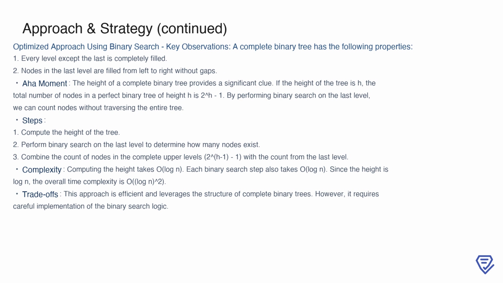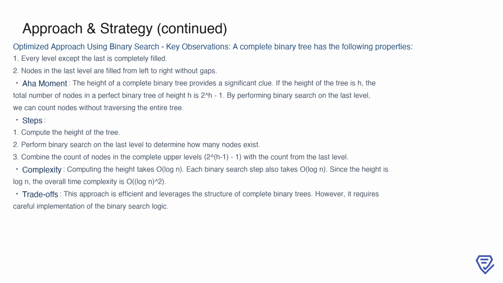Now, let's consider an optimized approach that fully leverages the unique properties of a complete binary tree. There are 2 key observations here. First, every level of a complete binary tree, except possibly the last, is entirely filled. Second, the nodes in the last level are filled from left to right without any gaps. These characteristics allow us to use the height of the tree as a crucial clue. For instance, the total number of nodes in a perfect binary tree of height h is 2 to the power of h+1 minus 1.